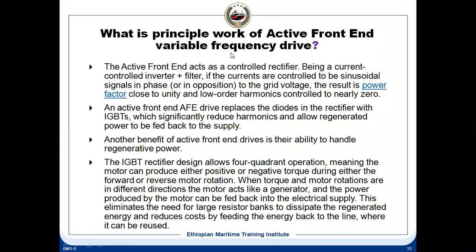So this eliminates the need for a large resistor bank. Otherwise, what happens? Suppose the ship is going forward at full speed. All of a sudden, you apply a brake to the motor, you give a crash stop. So what happens? The energy generated by the motor has to be dissipated somewhere. So in that case, you need a resistor bank where the energy has to be dissipated. That is why in these drives you will find a heavy resistor bank. When you apply the crash stop or a reverse, the energy has to be dissipated. But in the front end case, you don't need it. The energy can be given back to your system. That is the regenerative braking.